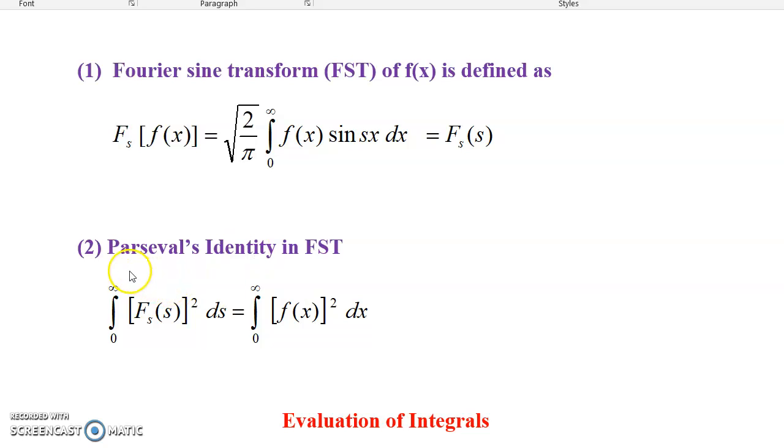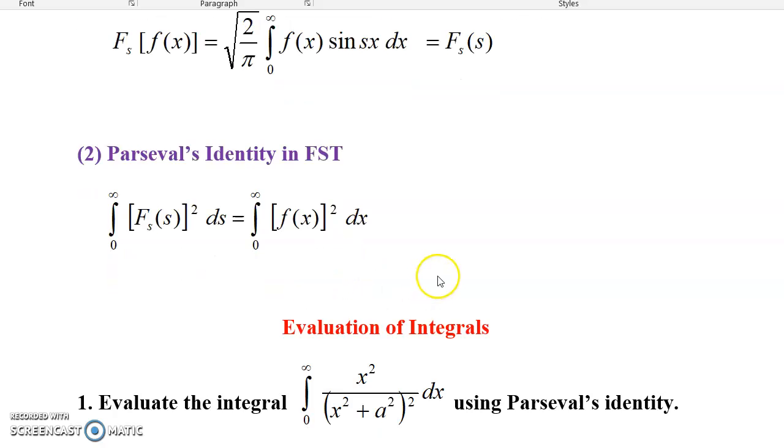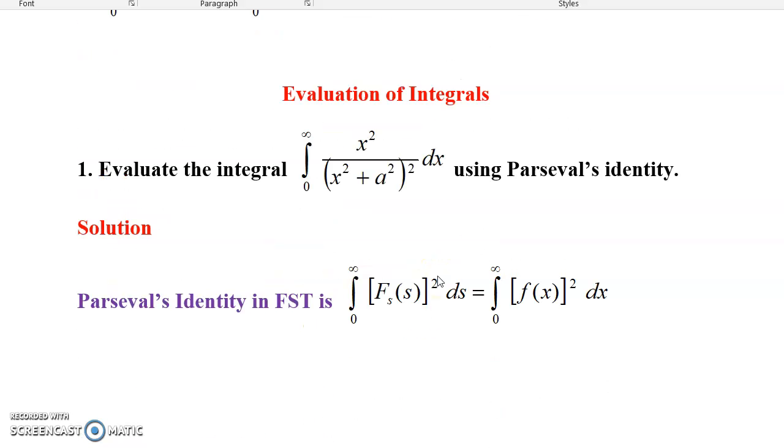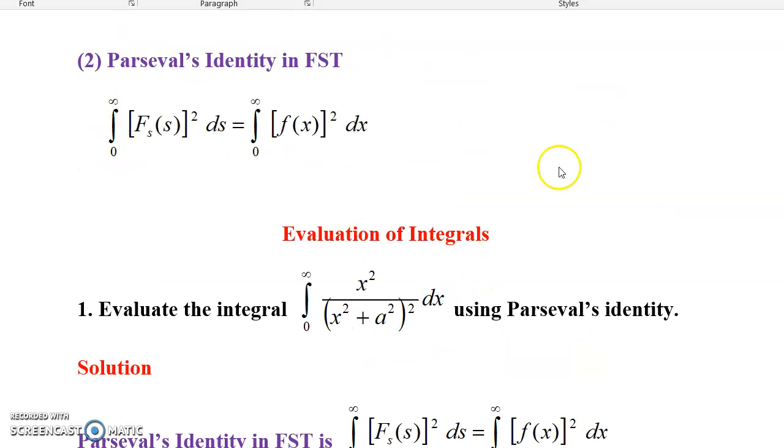The Parseval's identity for Fourier Sine Transform is given as integral 0 to infinity Fs of s the whole square ds is integral 0 to infinity f of x the whole square dx. Now let us see how to evaluate some complicated integrals using this Parseval's identity.